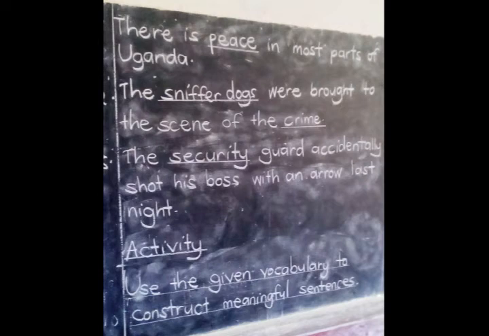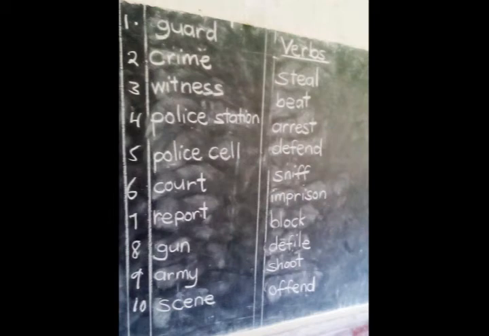Now, I want my children to construct sentences using the words that are listed here. The first one is guard. Remember, I told you the word guard is not listed in our vocabulary, but it's part of it. We've not listed it, you may not find it there, but it's part of our vocabulary. Therefore, we are going to continue meeting new words.